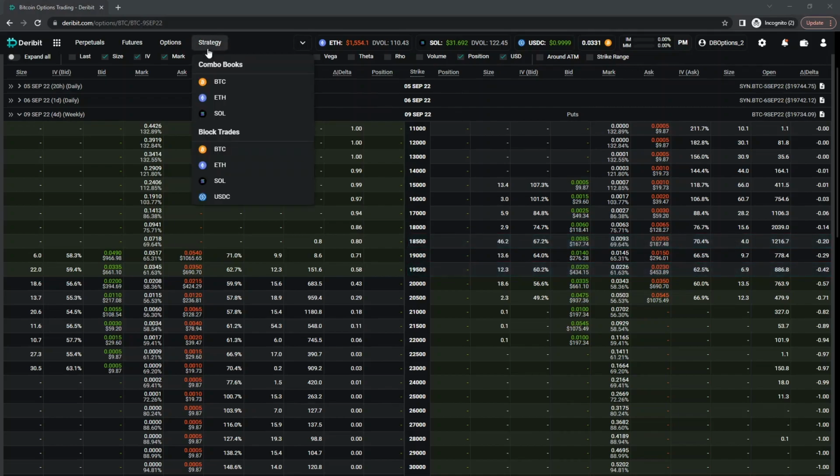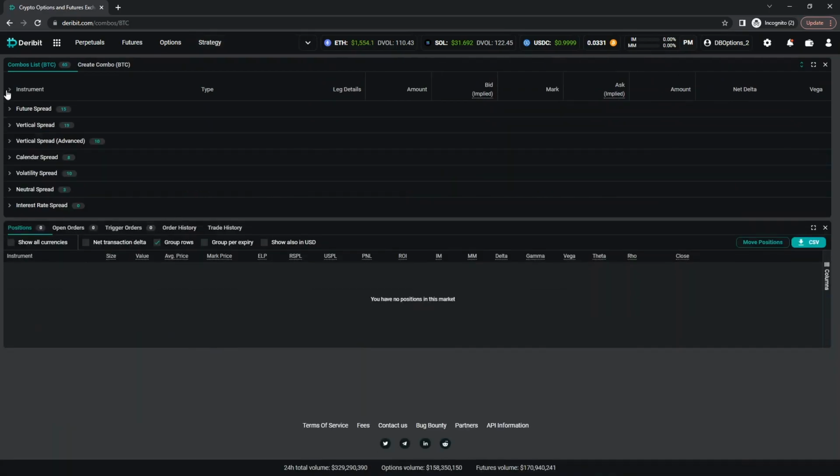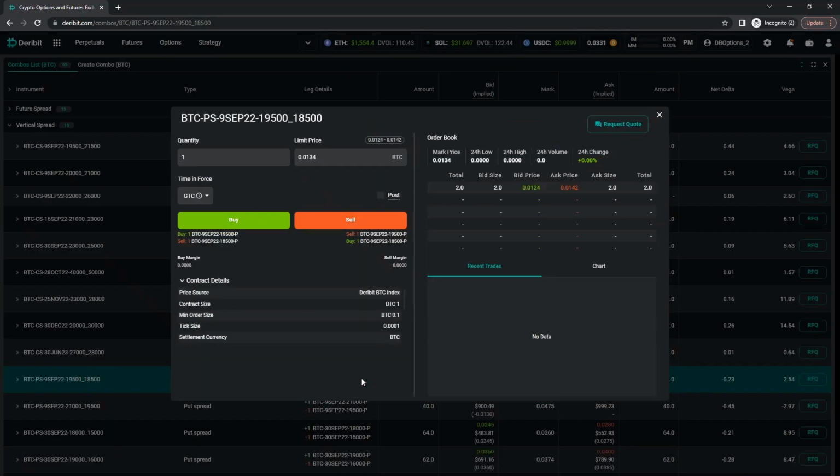Let's head over to the combos page, where we can use a single order book for both options. Once on the combos page, in the vertical spread section, we can see that there is already a combo for our desired put spread with strikes of 19,500 and 18,500, and an expiration date of September 9th. The order book for this combo shows a bid of 0.0124 and an ask of 0.0142.